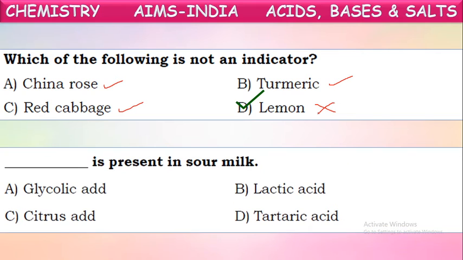Next one, dash is present in sour milk. What does sour milk contain? Milk and curd contain an acid called lactic acid. Lactic acid is present in sour milk as well as curd. Lactic acid.